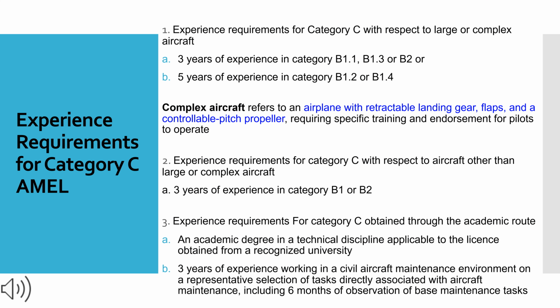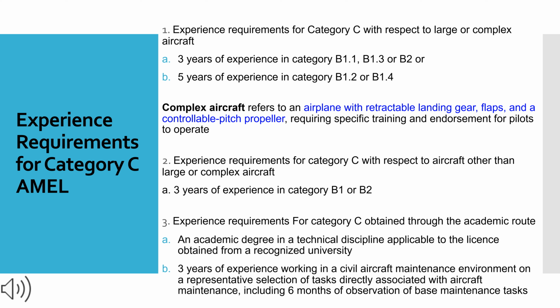Experience requirement for Category C Aircraft Maintenance Engineer License. Category C license can be obtained through 2 ways. The first way is through the maintenance experience in Category B1 or Category B2 or both, and it can also be obtained through the academic route.